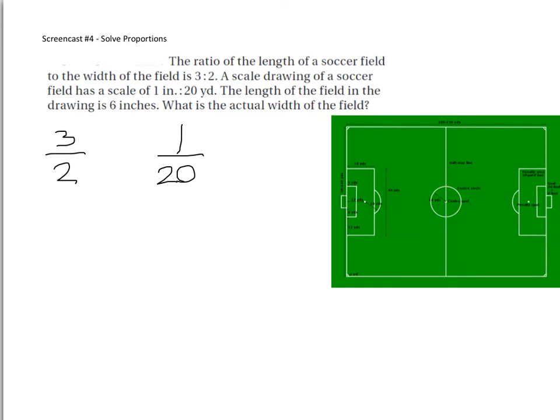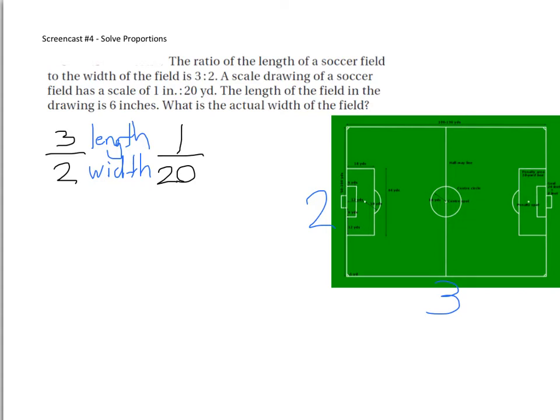First and foremost, notice that it said the ratio of the length of a soccer field to the width of the field is 3:2. That tells us a lot. Notice that they did mention the word length first and then width. So therefore, the 3, which was mentioned first, represents the length. Let's label that so we don't forget. And then 2, of course, would be the width. It helps to always draw a picture, which you can see to the right. So the 3:2 is going to help us there.